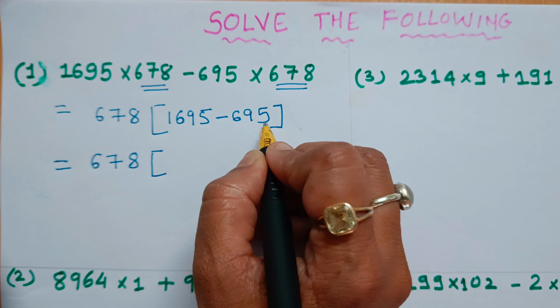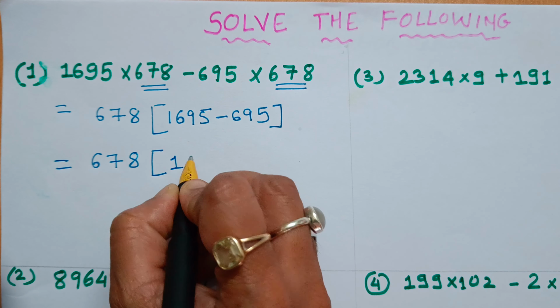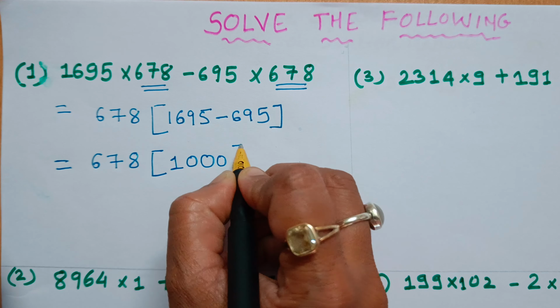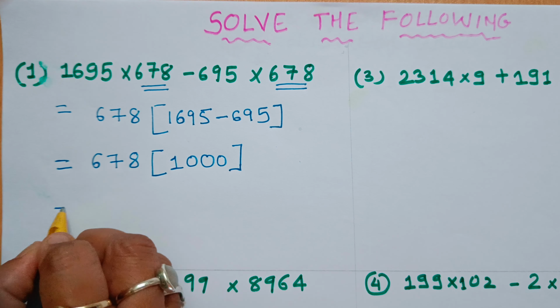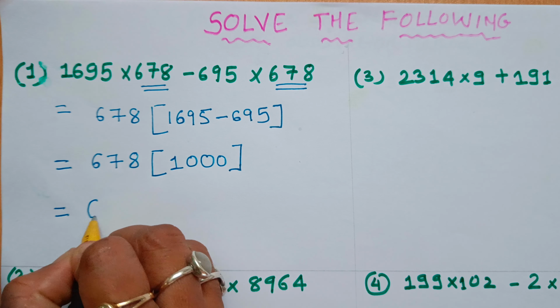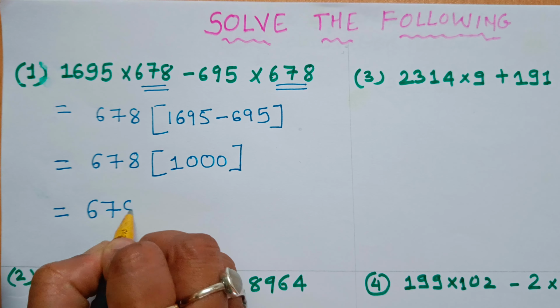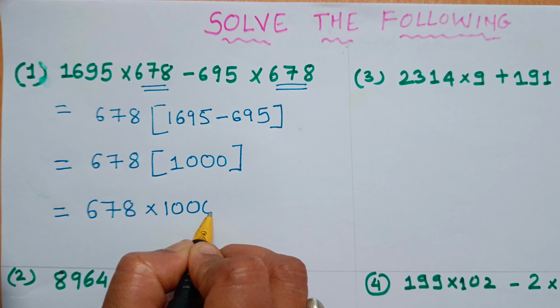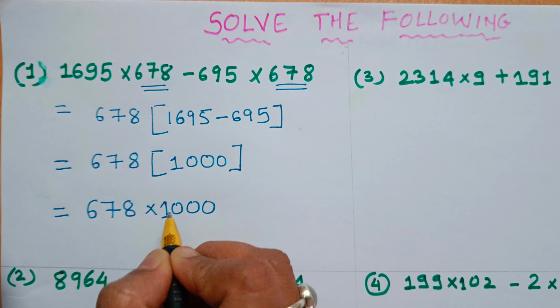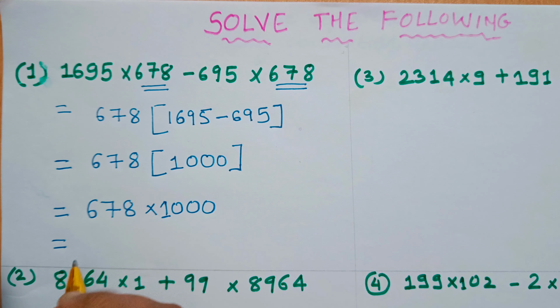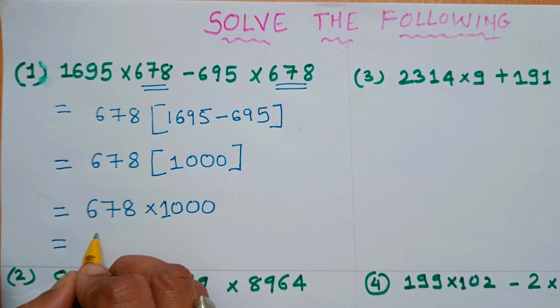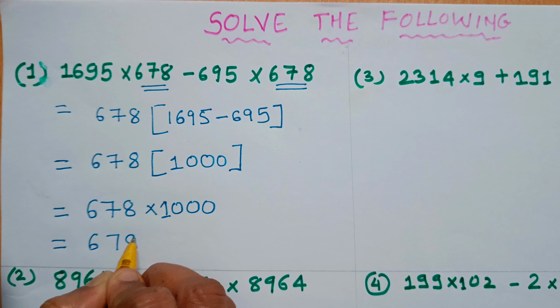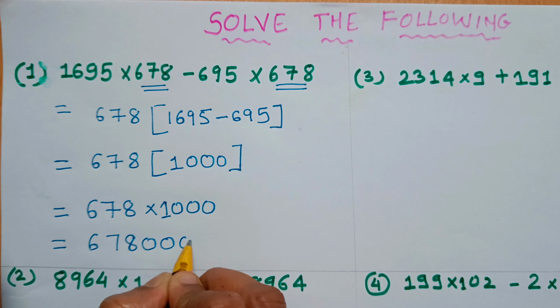1695 minus 695 is 1000, is equal to 678 multiplied by 1000, is equal to, our answer is 6,78,000.